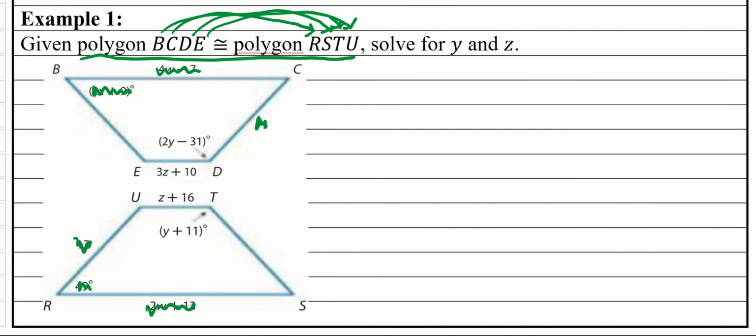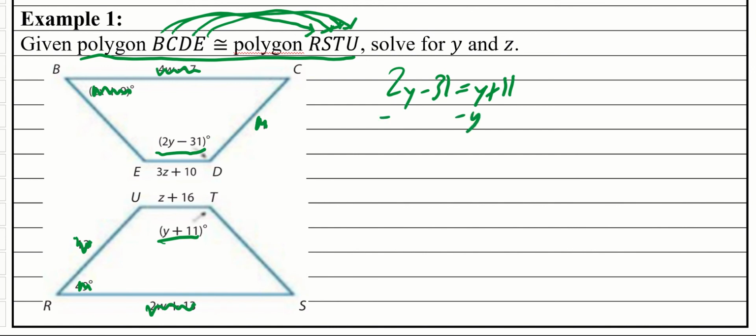Okay, so if I want to set up an equation to solve for y, I see two different angles here, 2y minus 31 and y plus 11, and that's at angle D and T. And like the congruent statement says, D and T are corresponding, so that means I know they're congruent. So I can say 2y minus 31 equals y plus 11. So I set these two equal to each other, and then I would just solve.